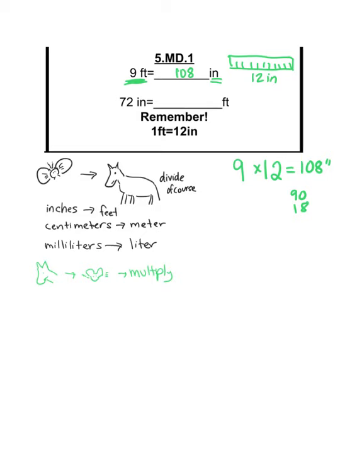Then I have my 72 inches divided by 12 inches in each foot. Okay, so let me think about what math facts I know. I know that 12 times 5 is 60, which tells me that 12 times 6 is going to be 72. So 72 divided by 12 equals 6 feet.